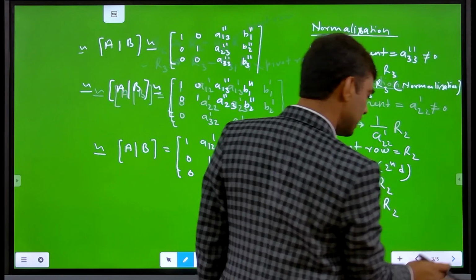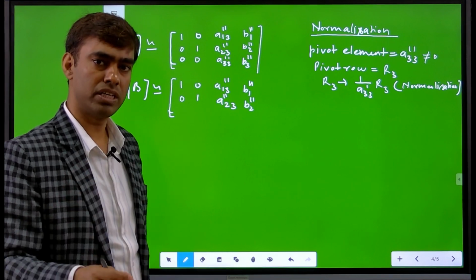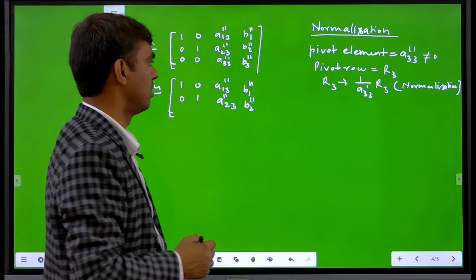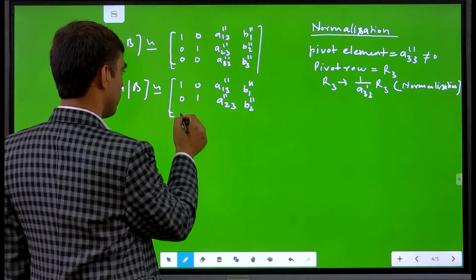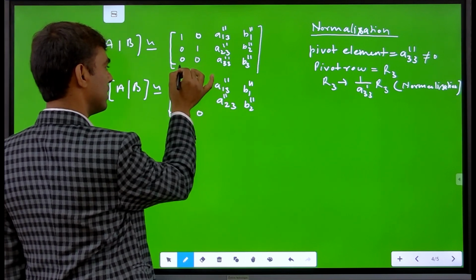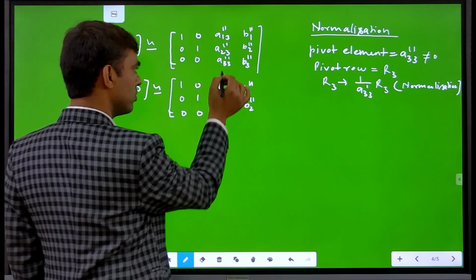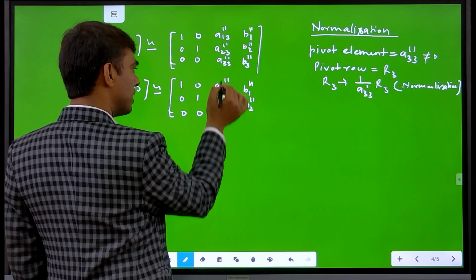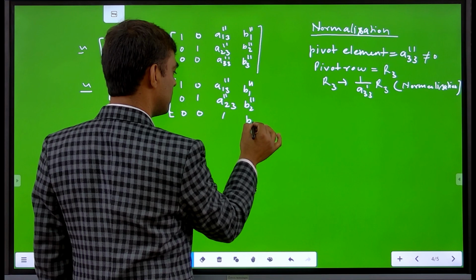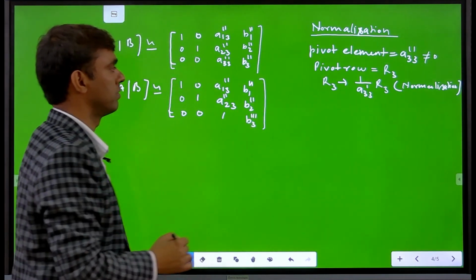Because at any stage, if the pivot element equals 0, then we are unable to apply the Gauss-Jordan method, as well as the Gauss elimination method. So here what will happen? This becomes 0, this becomes 0, because dividing 0 by A33 dash gives 0. A33 dash divided by A33 dash becomes 1, and there is another change in B3, which we denote by B3 triple dash.